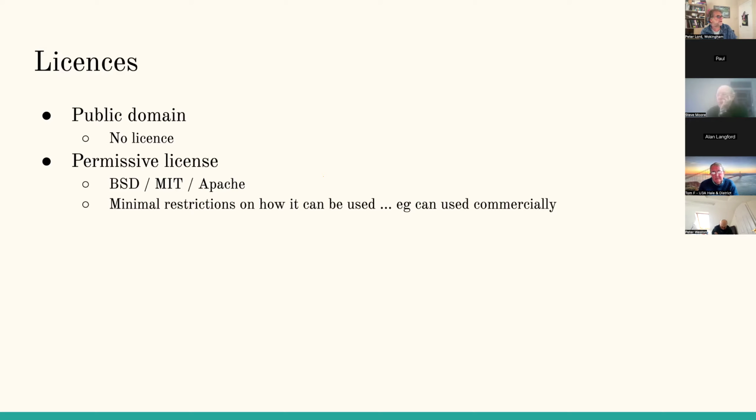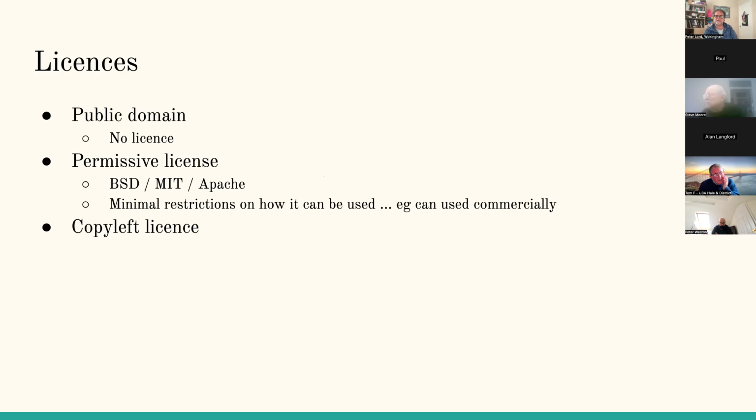So if something's licensed under the Berkeley Standard Distribution License, or the Massachusetts Institute of Technology license, or the Apache license, you can download that software, you can change it, and you can sell it and make money from it. And you can incorporate it into bigger projects. Not a problem. You have a lot of freedoms about how to use that software.